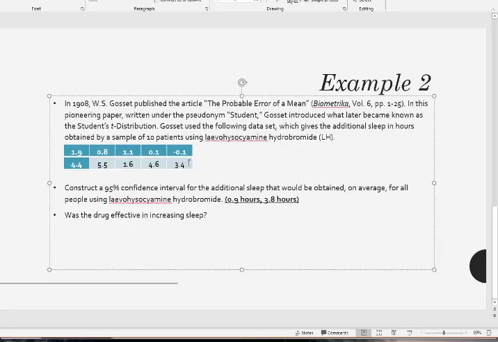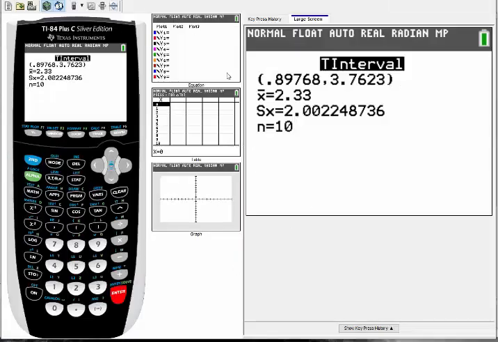Okay. So was the drug effective at increasing sleep? Yes, because on average we expect people to get more sleep, since this confidence interval is strictly above 0. On average it could be anywhere between 0.9 all the way to 3.8 hours. So yes, this drug was definitely effective at increasing sleep. All right, I hope seeing these extra examples on using your calculator helps. And I find that when you use the calculator, this confidence interval stuff can actually be done very quickly and very easily.